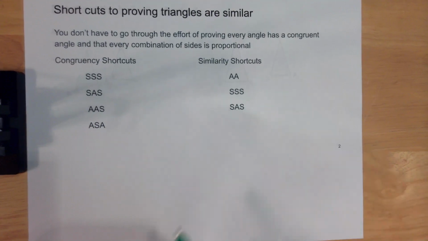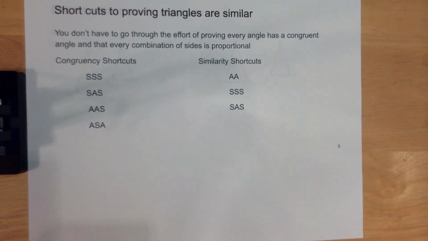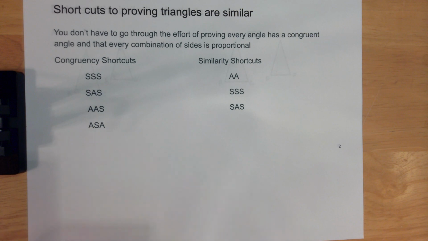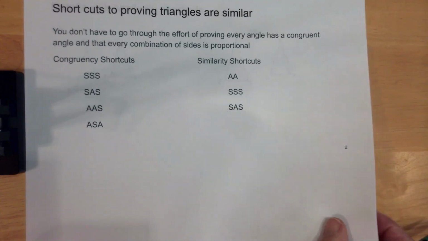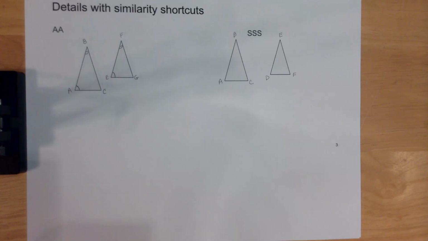So instead of having to prove that every angle has a congruent angle on the other triangle and every side has a proportional side on the other triangle, you can use a shortcut. So let's talk a little bit more about the shortcuts.